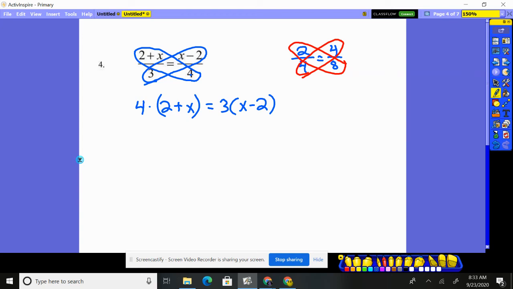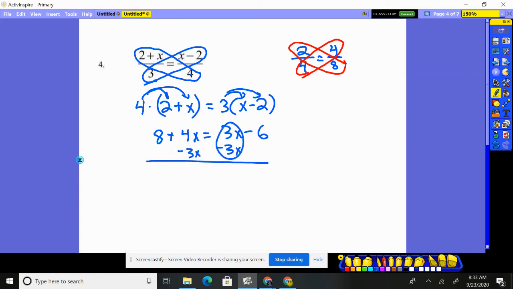But it makes the problem a lot easier. Look how easy it is now. 4 times 2 is 8. 4 times x is 4x. Distribute the 3 through. I get 3x minus 6. Now, get all variables on one side, all numbers on the other, and I'll be done. So I'll subtract 3x from both sides. Goes away here. I get x on this side. I have the number 8 equals a negative 6.